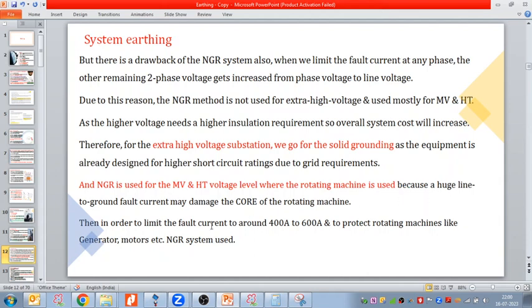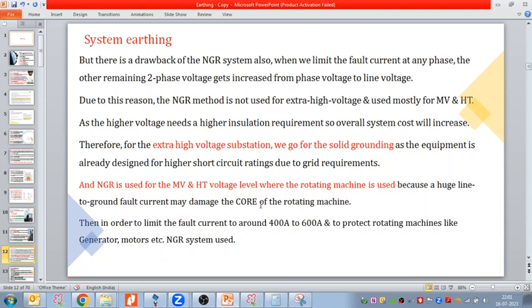a huge line to ground fault current may damage the core of the rotating machine, right? So to protect the core of the rotating machine, if you take any rotating machine, we have the core, and on that core we do the winding, right? If your winding is damaged, you can unwind and rewind at the site. Rewinding is easy and that could be done.